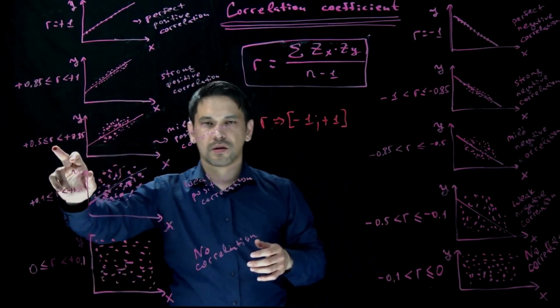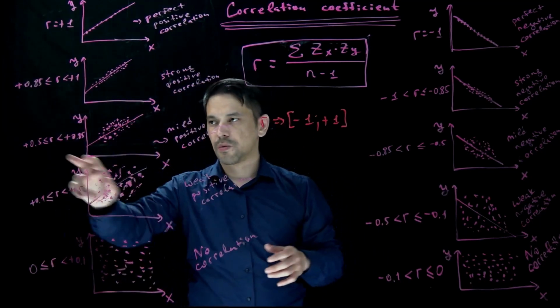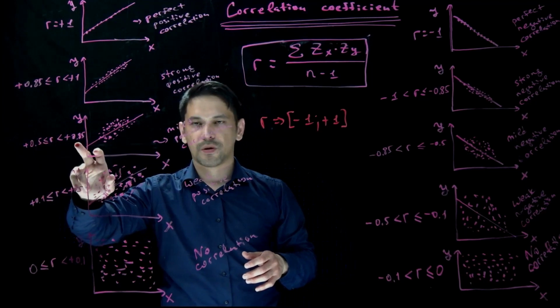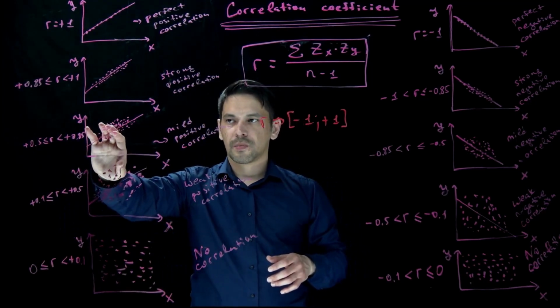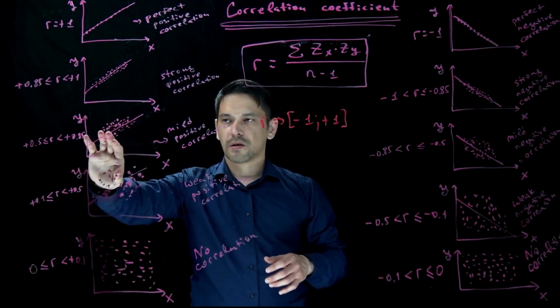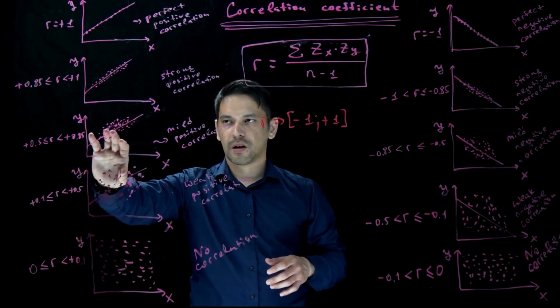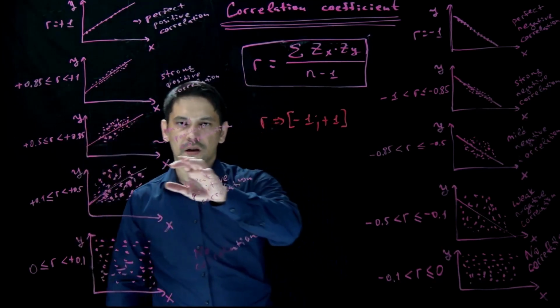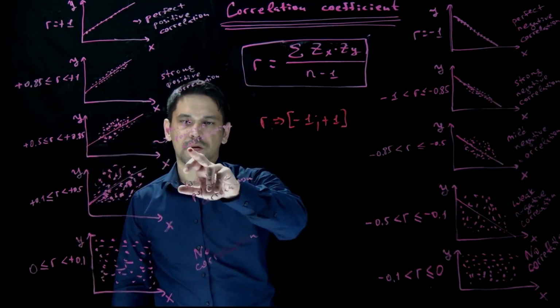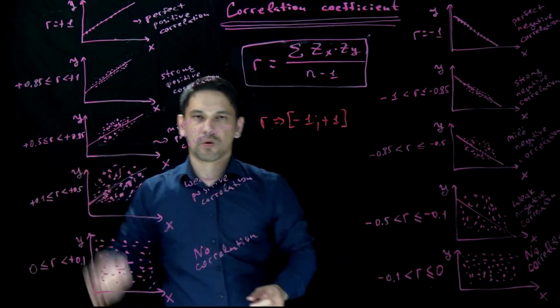Now, if the correlation coefficient is equal to some kind of a number between plus 0.5 and plus 0.85, then it means that the dots are further from the regression line. Some dots are very close to the regression line, but some of them are quite far from the regression line. In this case, we state that there's a mild positive relationship between the variables x and y.